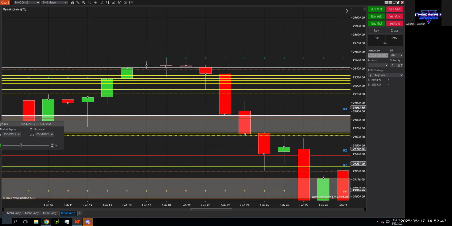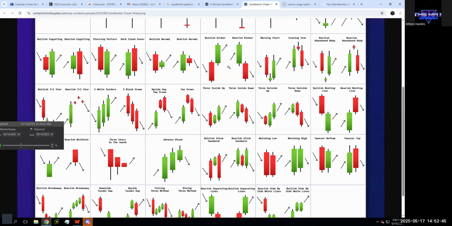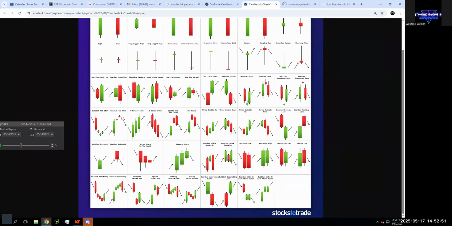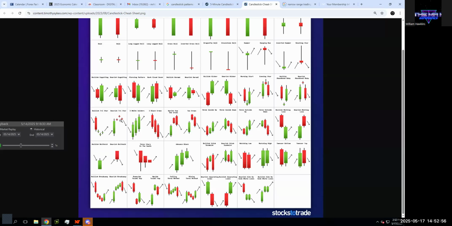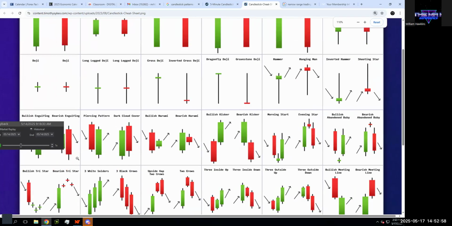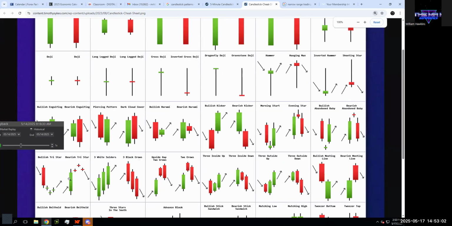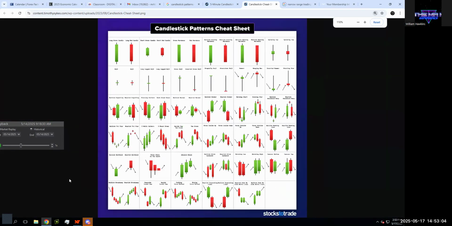And the only reason why I saw that is because I literally study these. All these are different setups. And when I saw that, it immediately reminded me of this right here. They call that a Bears TriStar. I don't remember the names of all of them, I just remember the patterns.